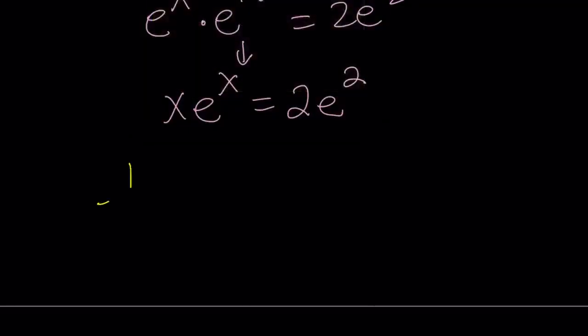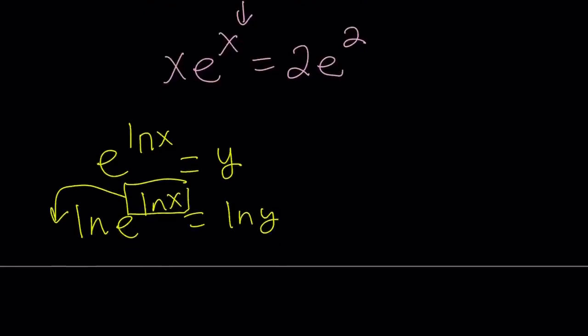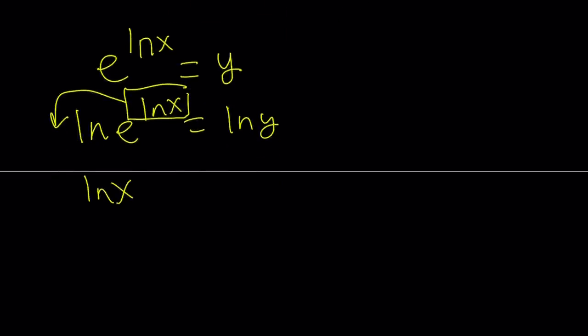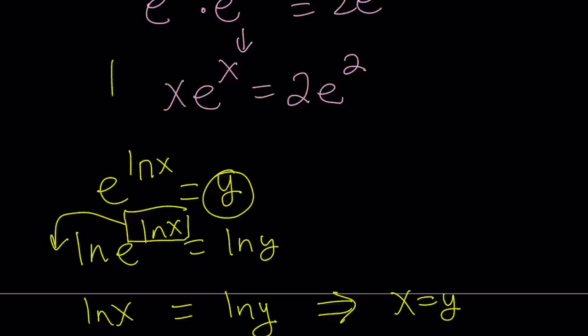Suppose we don't know what e to the power ln x is, let's call it y, and then take ln of both sides. Ln e to the power ln x equals ln y. Ln x is a power, so we can move it to the front, and that gives us ln x times ln e, which is 1. So from here we get ln x equals ln y, which implies x equals y, or y equals x. And this shows that e to the power ln x is equal to x, therefore our equation is valid.